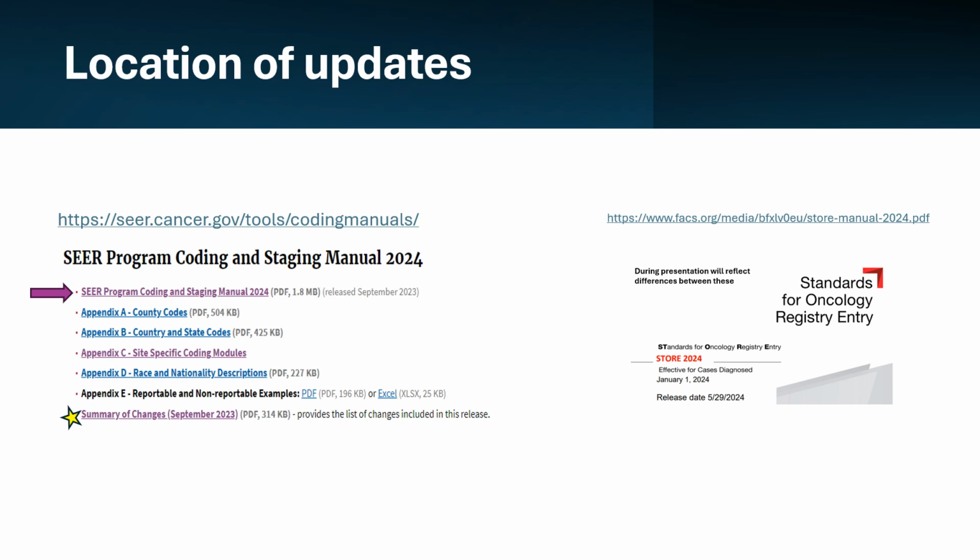Please review the summary of changes noted here with a star prior to abstracting cases for 2024. Also, we will not be reviewing the 2024 STORE changes or updates. I will point out areas where there are differences in the manuals, and the maroon symbol shown here on the slide will note those differences when we come upon them, and I will discuss them. But you should always check, if you are a COC facility, the STORE manual as well. But SEER program standards and their abstracting standards are the priority for us.